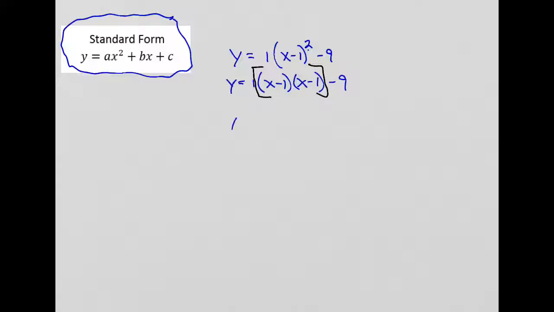So this is going to be y is equal to 1. And then I'm going to multiply by doing my distributive property. X times x is x squared. X times a -1, minus 1x. Minus 1 times x, minus another x. Minus 1 times a -1 is a +1. And then I still have the -9 on the outside. Now I simplify by combining like terms.